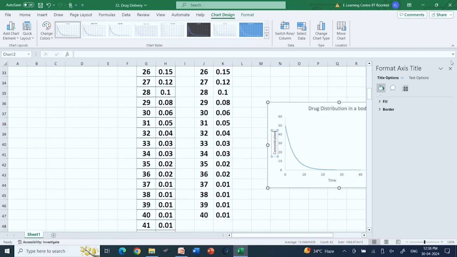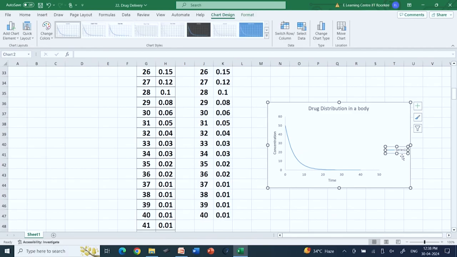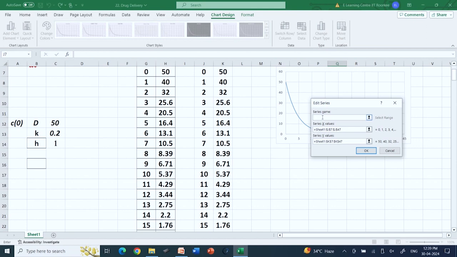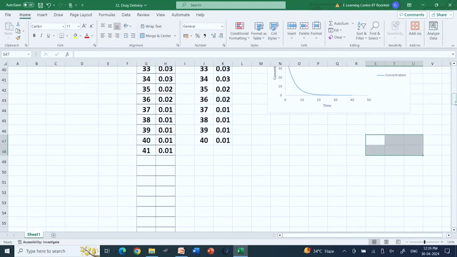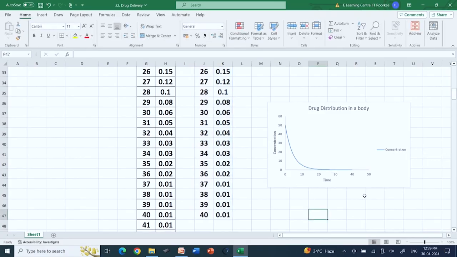Concentration. And if you want to change the title here, the series 1, you go to this drug design, you select data, and here is your series 1, you click edit, and you just write concentration and you click OK and OK. So you see that here the concentration has come. So this is how you generate the figure. So I do that again and again so that you just get accustomed to it, that how to get the numerical solution of a particular problem.